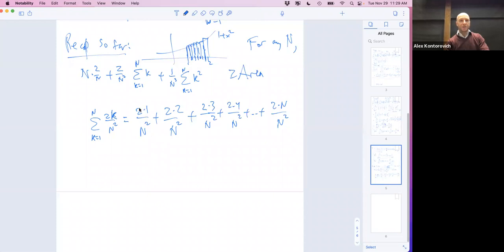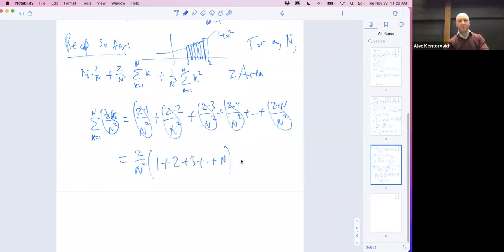All I'm saying is that there's a factor of 2 over n squared everywhere. Every single term here has a 2 over n squared in it, because this had a 2 over n squared in it. So if I pull that 2 over n squared out, I get 2 over n squared times what's left over. 1, what's left over? 2, what's left over? 3, what's left over? Capital N.